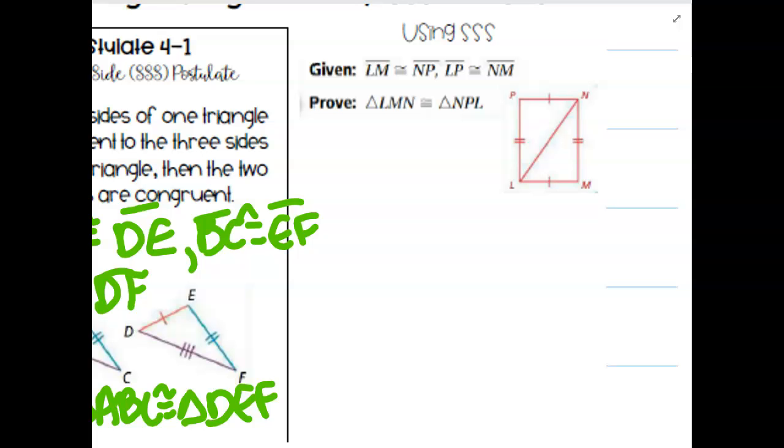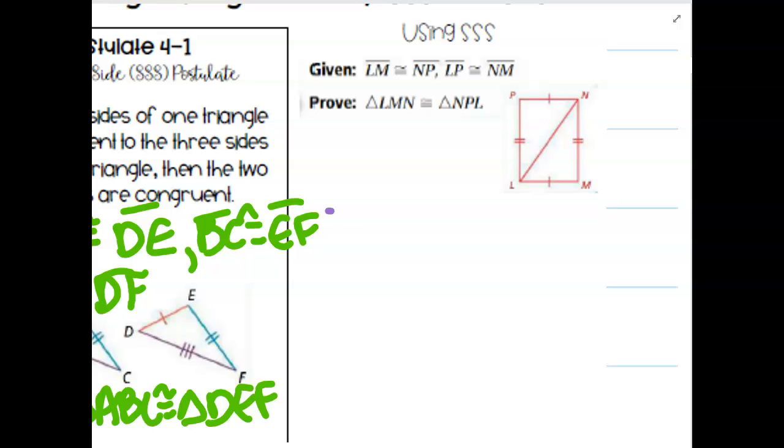How are we going to show that the third side is congruent? We did it yesterday. It's the reflexive property, right? It's the same side in both triangles, right? It's LN in that triangle, and it's LN in that triangle. It's the same side, right? So all we have to do is say, okay, well, LN is congruent to LN because of the reflexive property. Okay, so it's going to take 3 steps, all right?